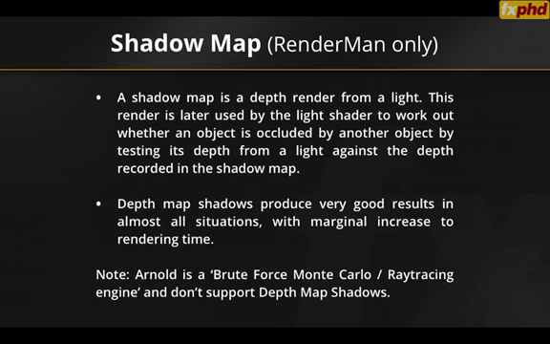Now shadow maps are only, as we said, for RenderMan, and a shadow map is a depth render from a light, and this render is later used by the light shader to work out whether the object is occluded by another object by testing its depth from the light against the depth recorded in the shadow map. And depth map shadows produce really good results in almost all situations, though the higher you put the resolution, obviously the longer your render time is going to take.